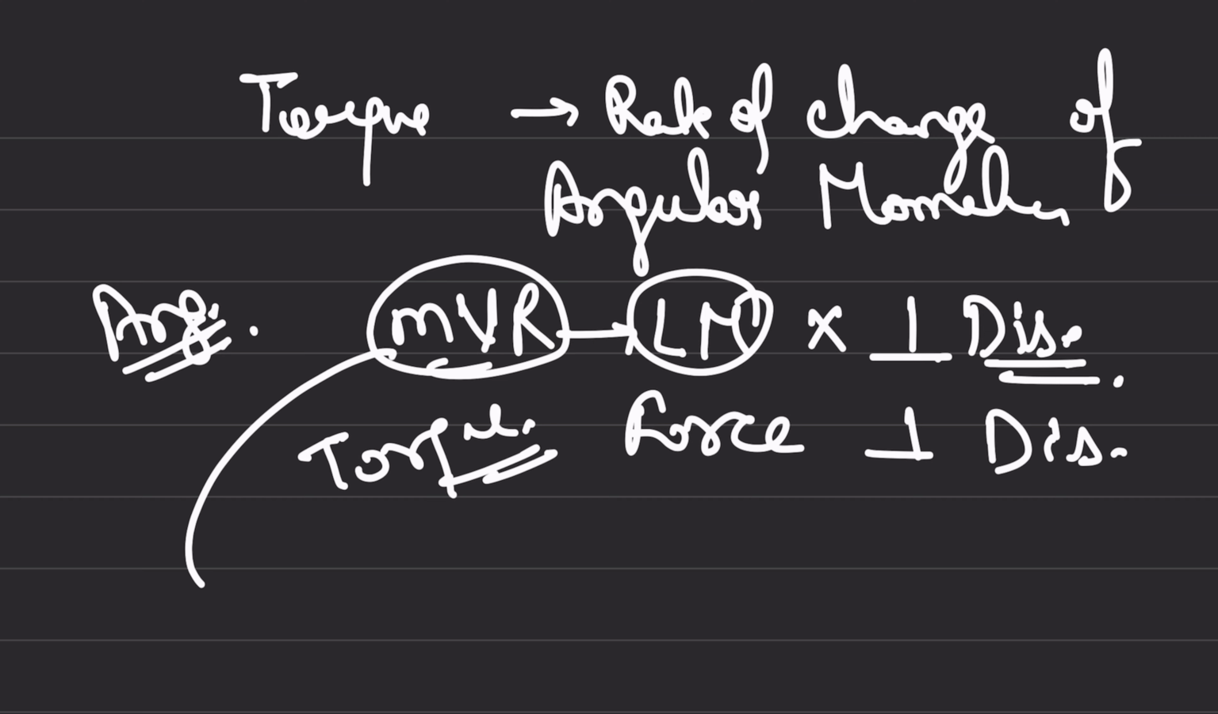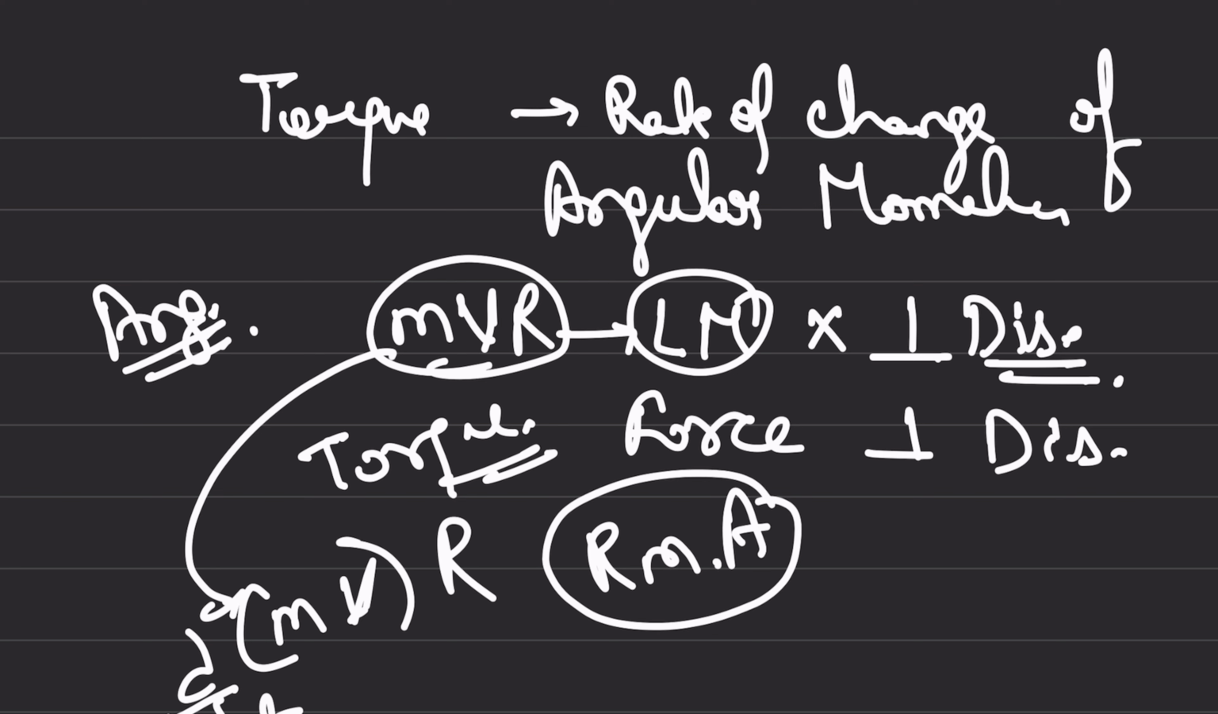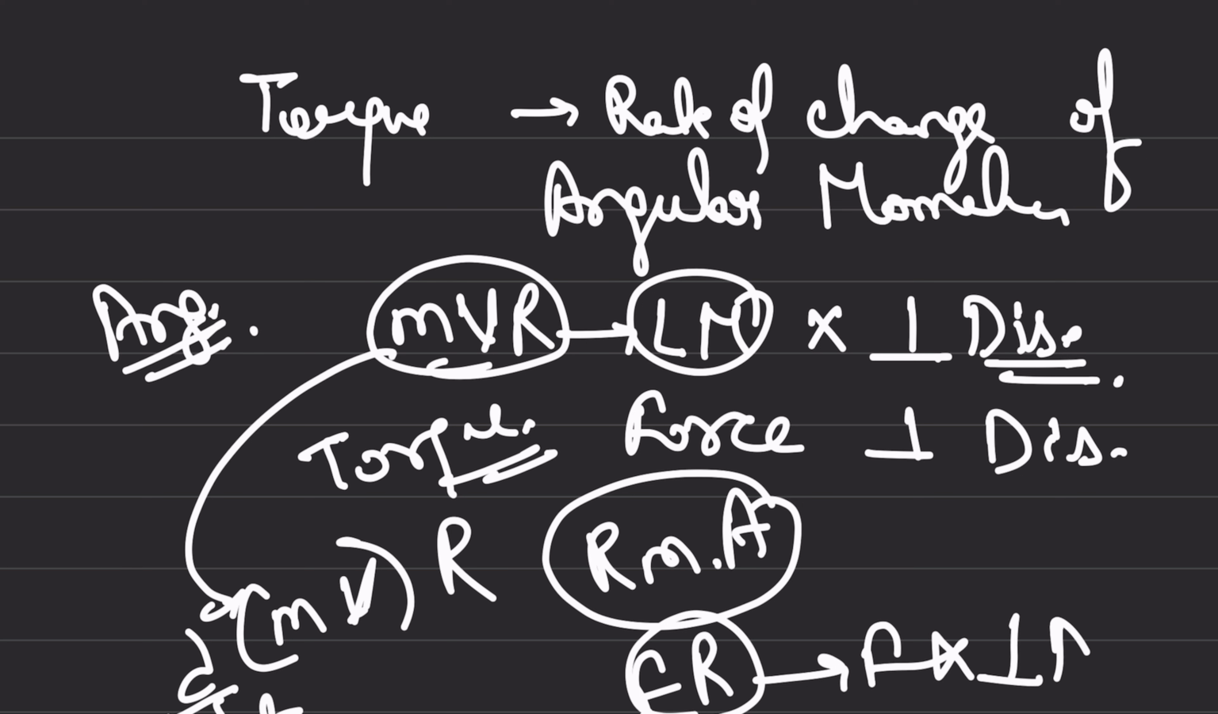So the rate of change of angular momentum is d by dt of mvr. Here r is constant and m is constant, dv by dt is a, so ma, so F into r, force into perpendicular distance. Torque is the rate of change of angular momentum, or it is also equal to I into omega, moment of inertia into angular velocity. So these are two definitions for the torque.